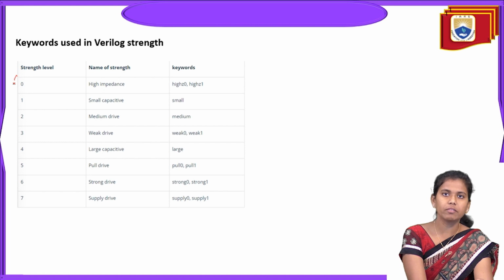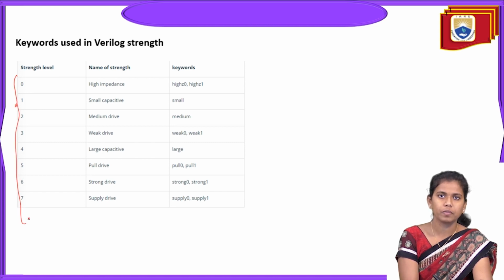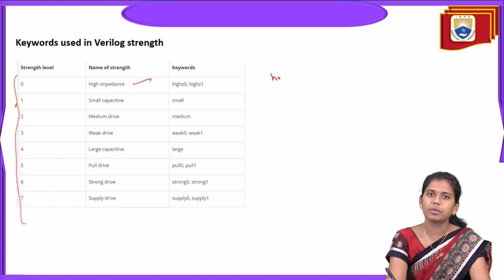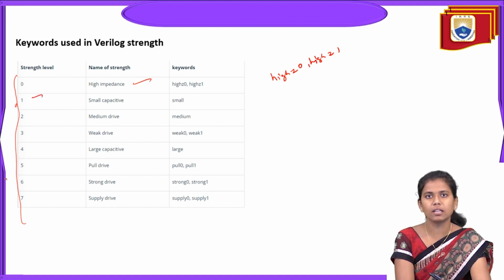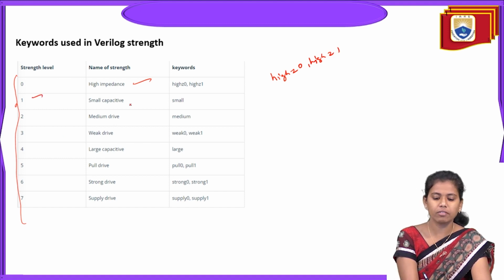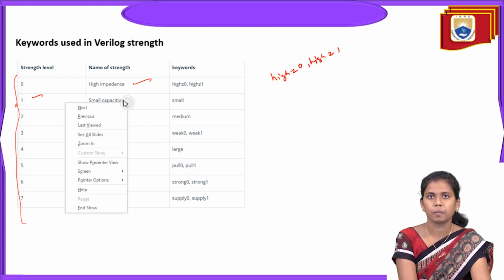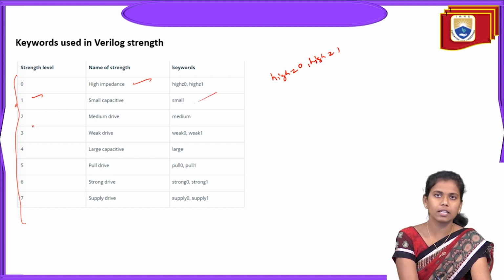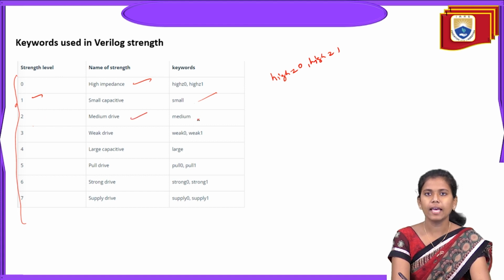We know the strength levels are from 0 to 7. 0 is nothing but the high impedance, so for high impedance we represent the keywords as highz0 and highz1. Then goes the signal strength level 1. For strength level 1, we see the small capacitive, and the keyword used is small. For strength level 2, it is a medium level, and the keyword used is medium.